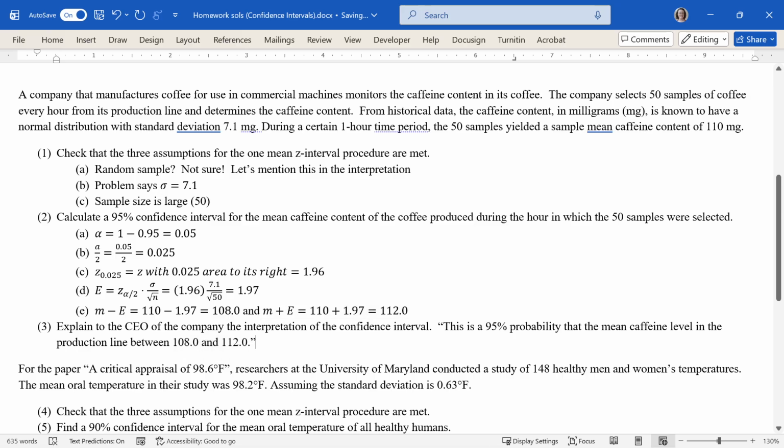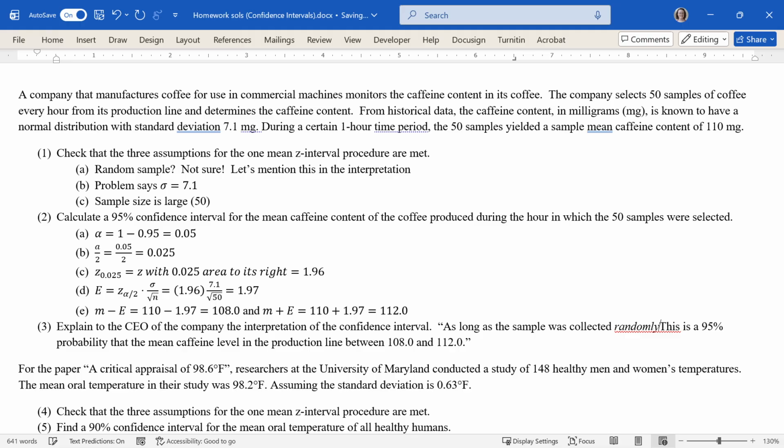All right, so that's the end of, oh wait, I'm sorry, we forgot to circle back to this random sample thing. So I think we would have to tell the CEO this as well. Maybe we put it at the beginning of the sentence to emphasize how important it is. As long as the sample was collected randomly, then there is a 95% probability. But if it wasn't collected randomly, we really can't say anything. This might be a really biased estimate if it wasn't collected randomly. And I mean biased in the numerical sense, where you're shooting away from the real target that you're trying to hit.